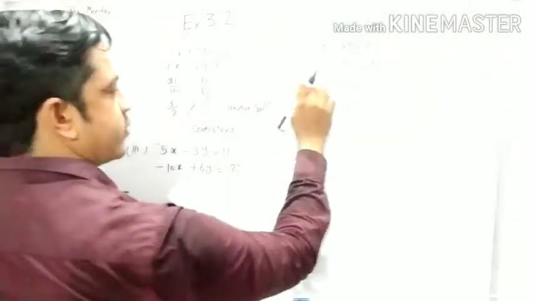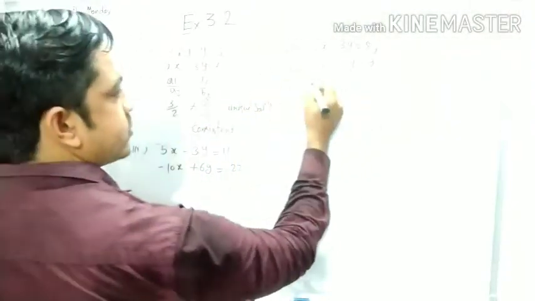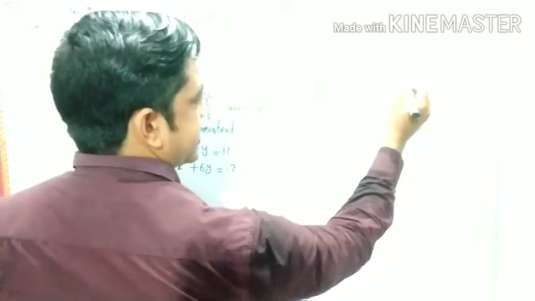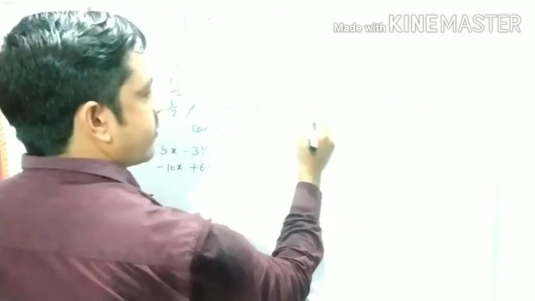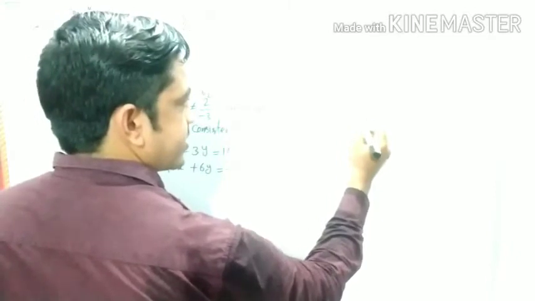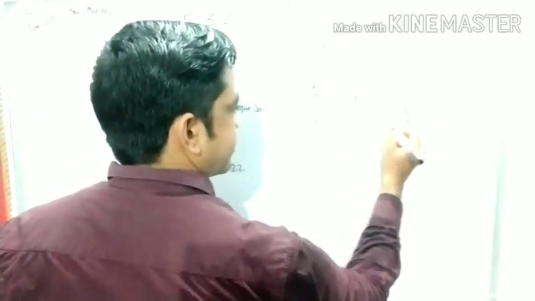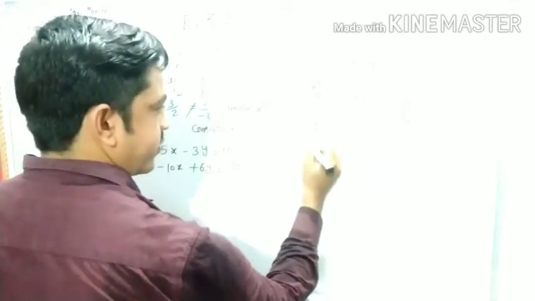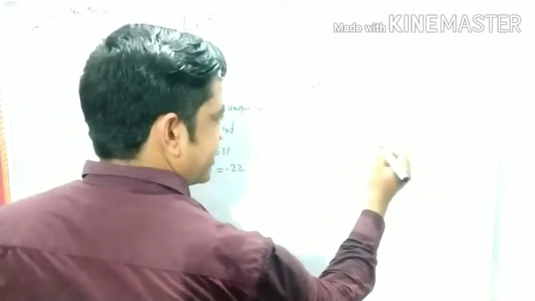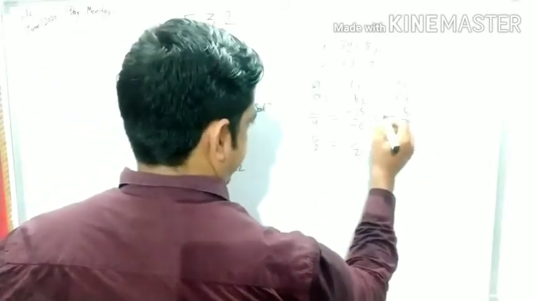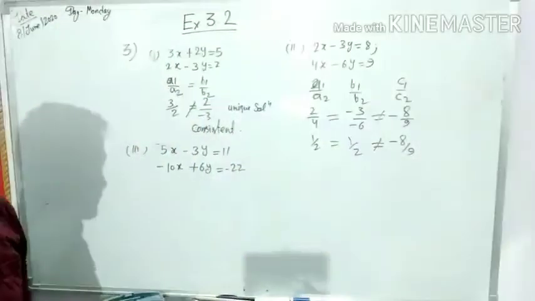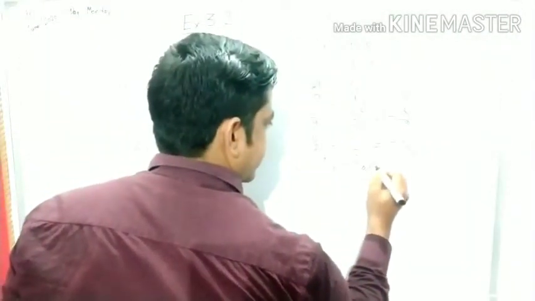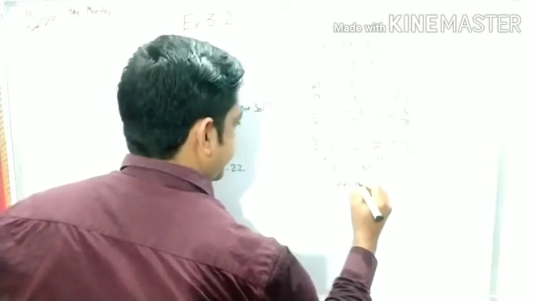2x minus 3y. Once again we compare the coefficients a1 upon a2, b1 upon b2 and c1 upon c2. So 2 upon 4, minus 3 upon minus 6 and 8 upon 9. Let's have a look. This ratio 1 upon 2 and 1 upon 2 is equal, but this ratio is not equal to the other. So this is the no solution condition, no solution. So this is called inconsistent.